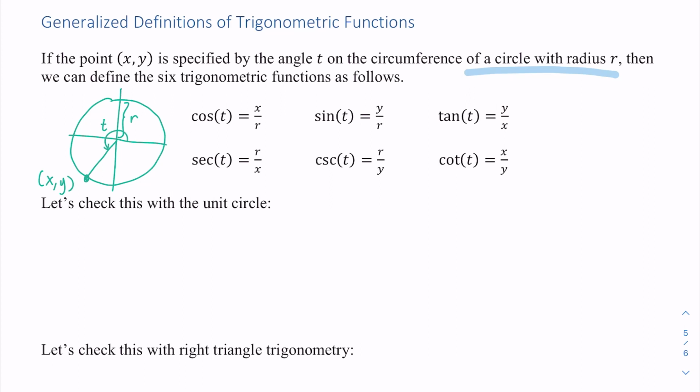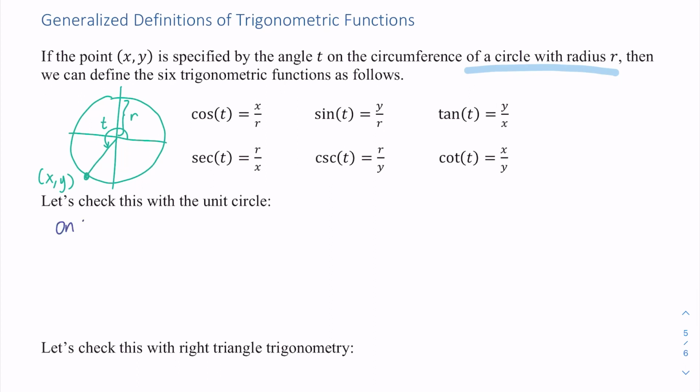All right, well, we always want our definitions, if we have some new definition that we're introducing, we want it to be compatible with everything we've learned thus far. So let's check this with the unit circle. We'll just check the cosine t and sine t. So on the unit circle, r is 1. So let's see if that works.